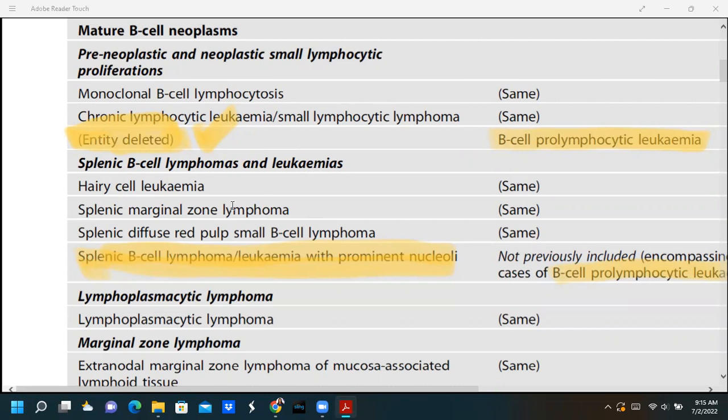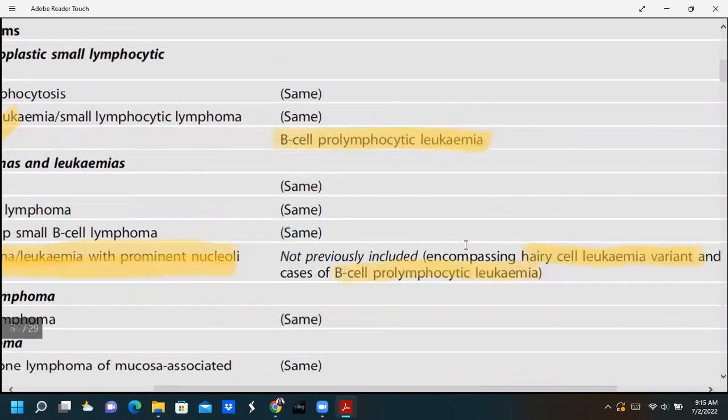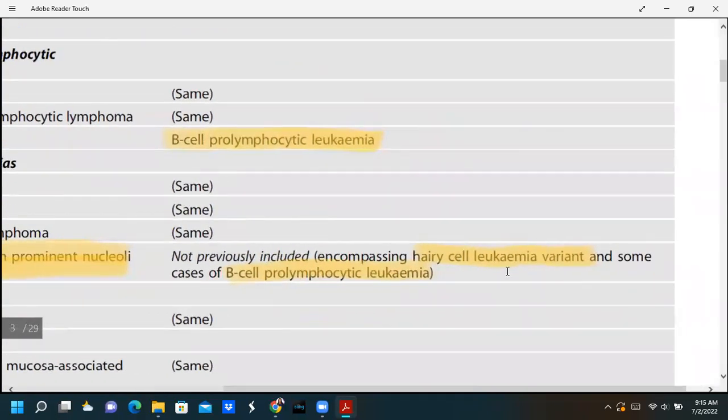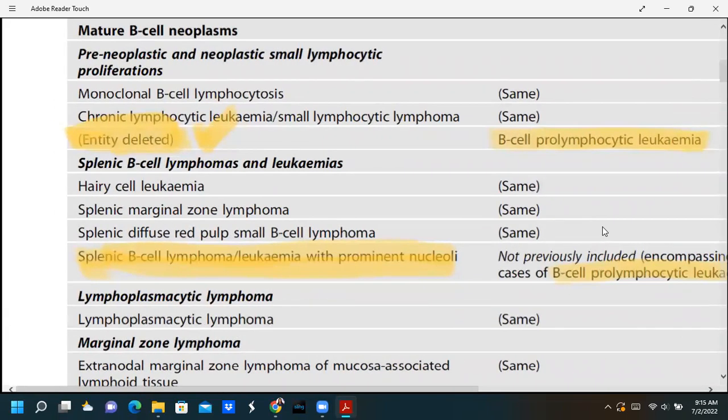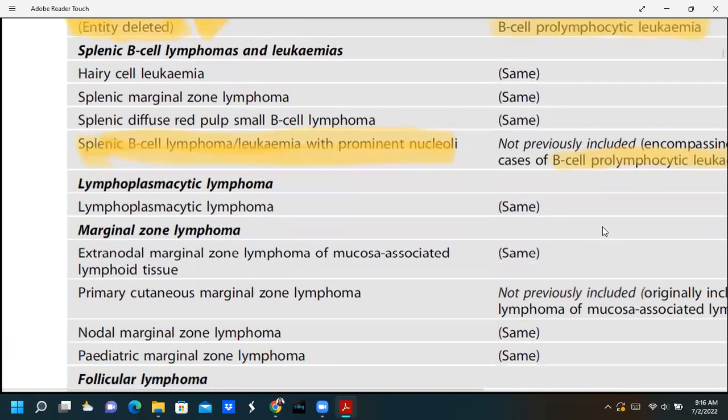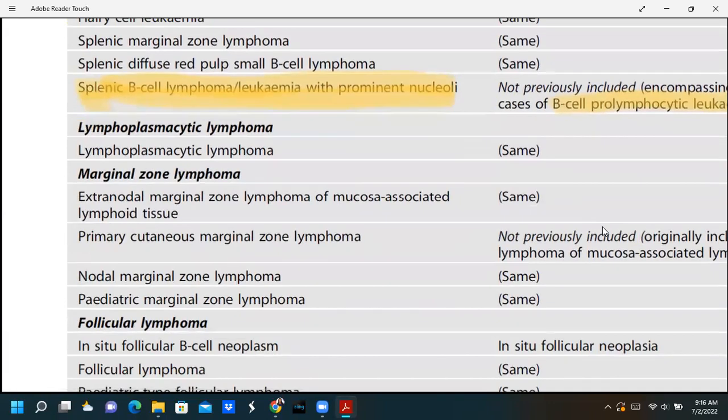And then this entity, this was not previously included. Now they have included this entity, splenic B-cell lymphoma/leukemia with prominent nucleoli. And hairy cell leukemia variant is no longer a term. They are not using hairy cell leukemia variant. Similar to B-cell prolymphocytic leukemia, it is now encompassed into the splenic B-cell lymphoma/leukemia with prominent nucleoli. So that's that. LPL is the same, marginal zone is the same, extranodal marginal zone is the same.